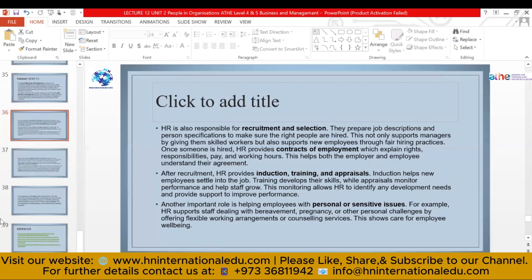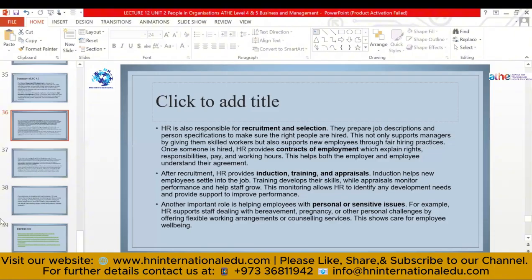Once someone is hired in the organization, HR now provides contracts of employment which explain the rights, responsibilities, pay, and working hours. This helps both the employer and employee understand their agreement. I hope the concept of employee and employer is clear or not. Because employee is the one who is being hired, and employer is the one who is hiring you. After recruitment, HR provides induction, training, and appraisals.